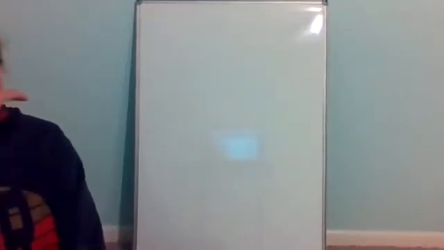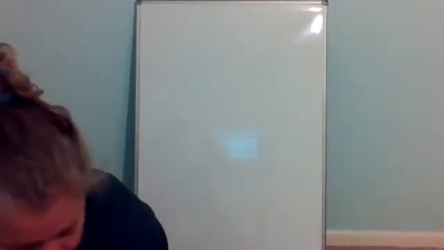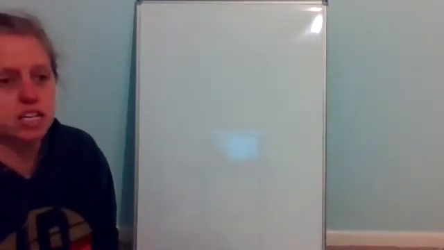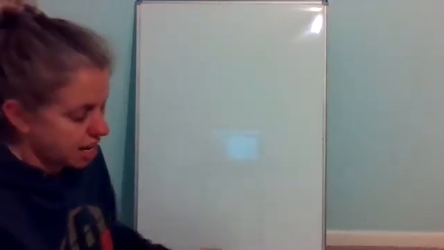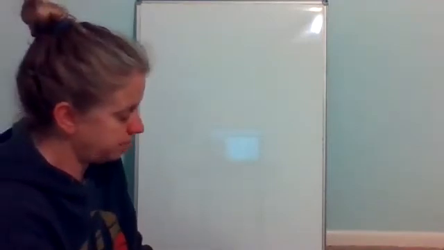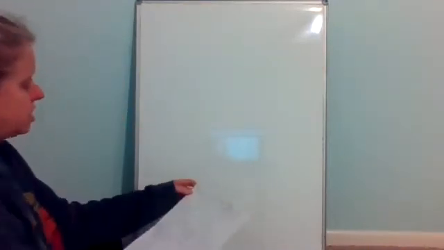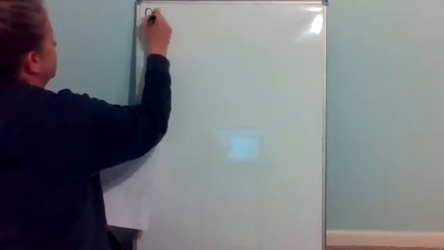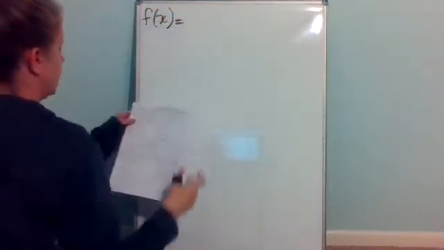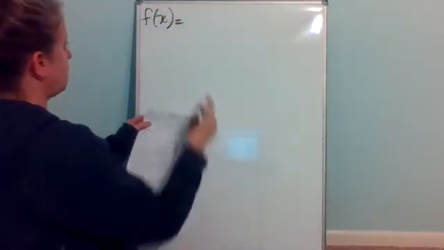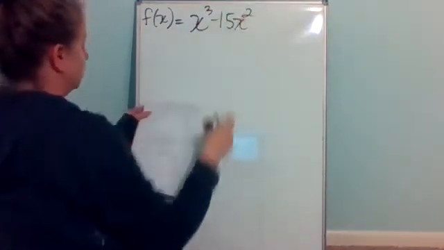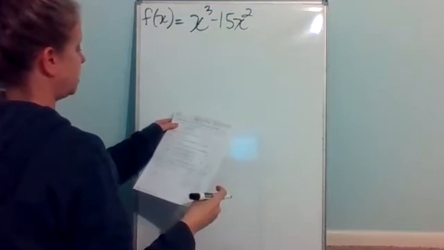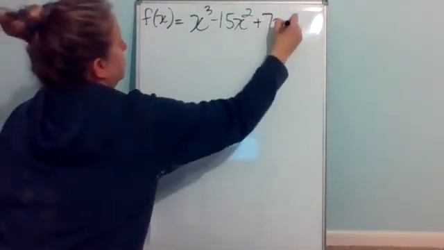This section is on what's called synthetic division, which is actually just another way to help us find zeros of a function, okay? So number one looks like this. It gives us a function, f of x equals x to the third minus 15x squared plus 71x minus 105.